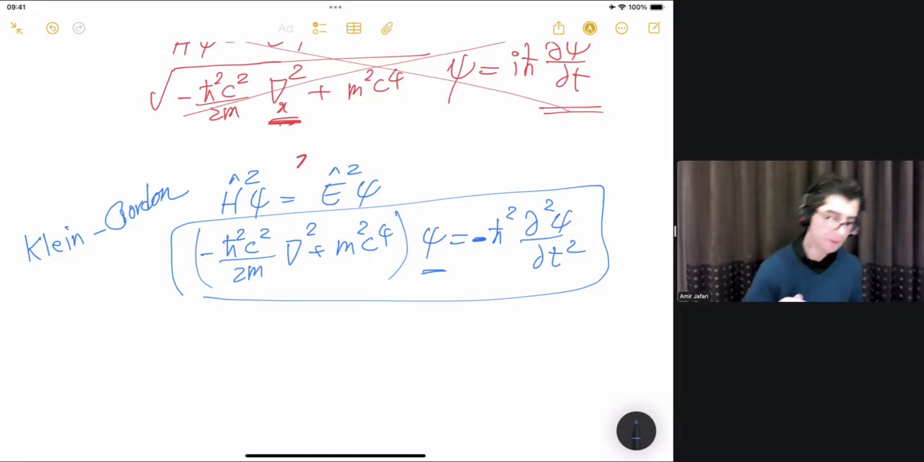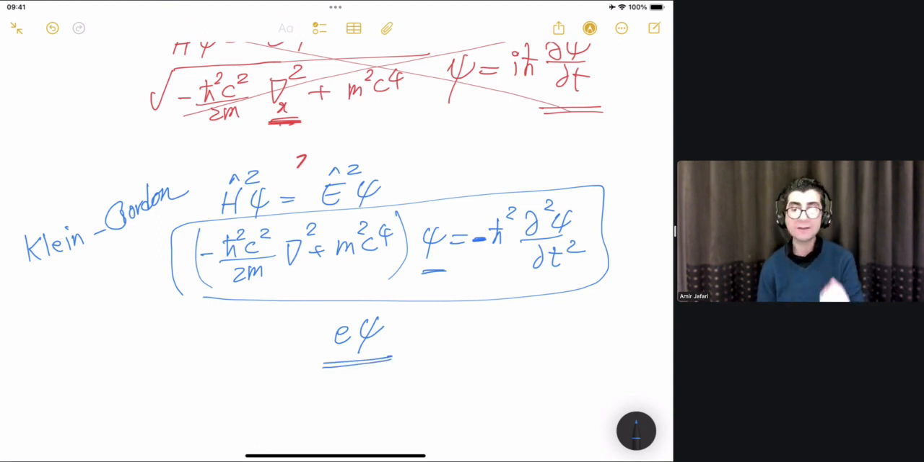Again, you can try to fix this problem by saying, okay, I'm not going to interpret psi as the probability amplitude. I'm going to multiply it by the charge of the electron, the fundamental charge, and interpret this as the electric charge density in space. You can do this. This is done in textbooks on relativistic quantum mechanics, but still it doesn't work. We're going to see the main reason why it doesn't work, and I've already told you why.